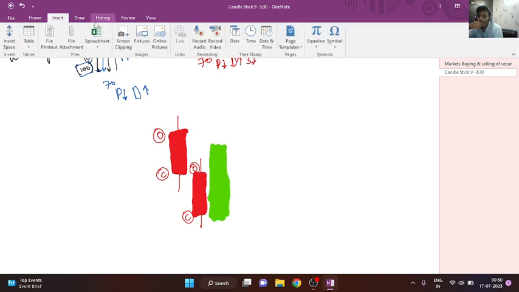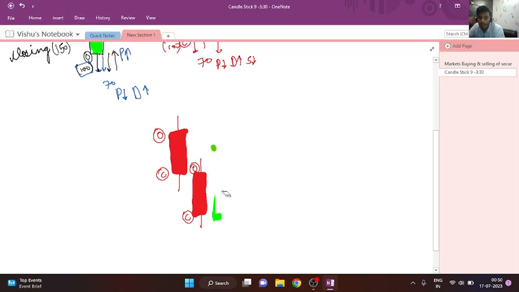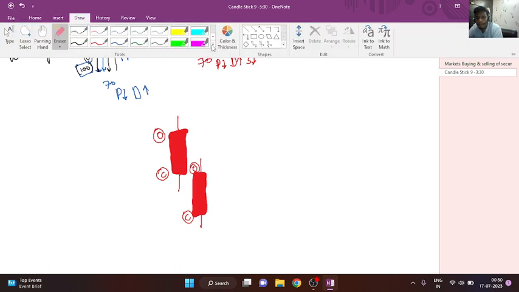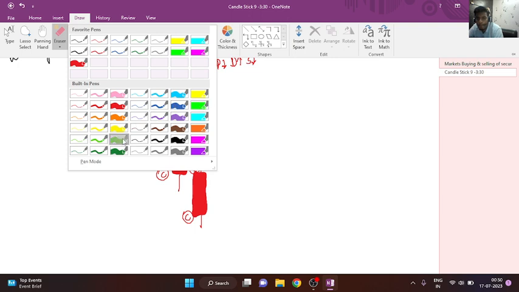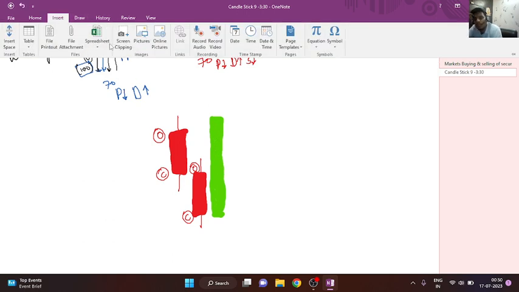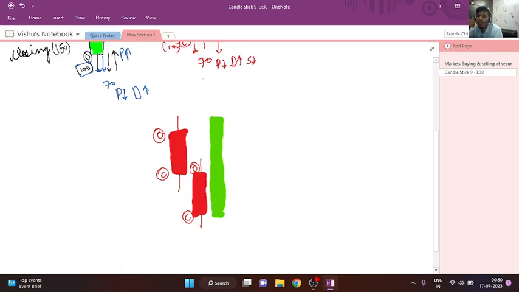This is a very bad drawing. Let me draw it again. It closes here but opens here, I'm supposing. This is also a multiple candlestick example, so we can clear it up from here itself. This is the high, this is the low. Opening was here and closing was here.